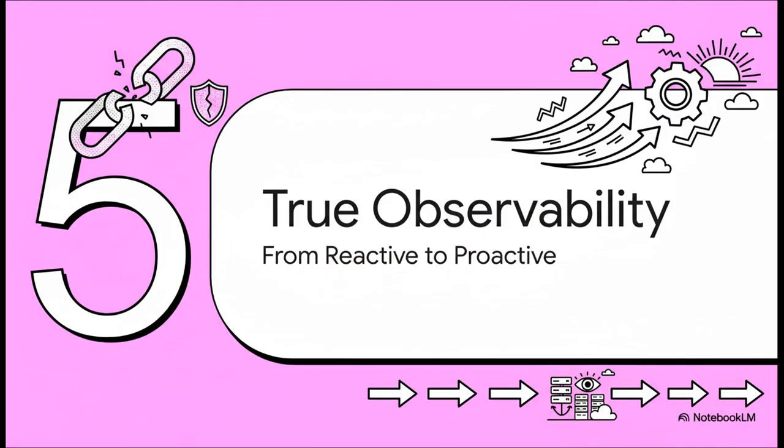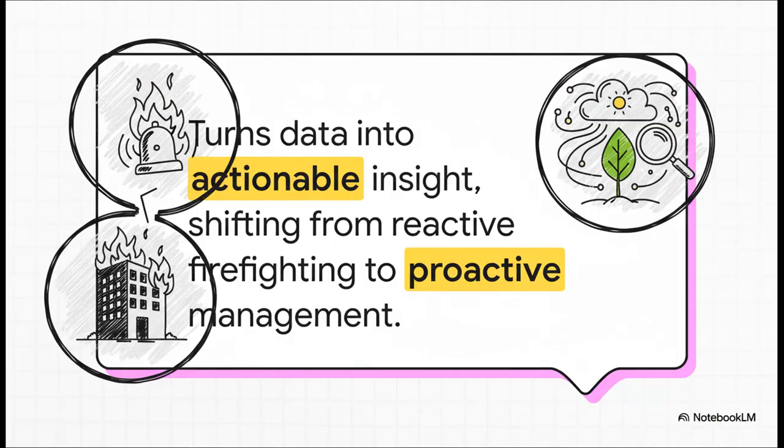So, when you put all of these pieces together, what are we really aiming for here? What's the ultimate goal? Well, it's all about moving beyond just reacting to problems after they happen. And that goal, really, is to achieve what we call true observability. It's the huge difference between reactive firefighting and proactive management. Think about it. Instead of just waiting around for the fire alarm to go off, you get the insight you need to stop the fire from ever starting in the first place.